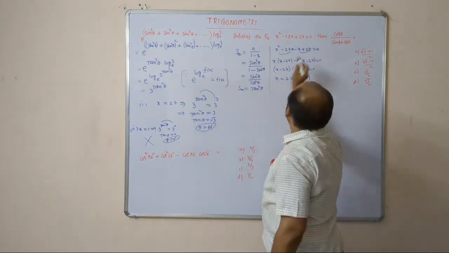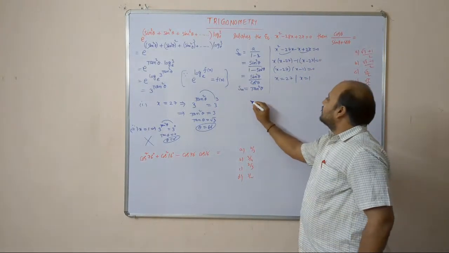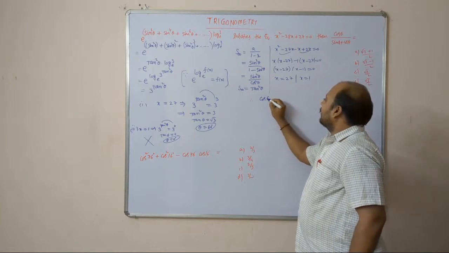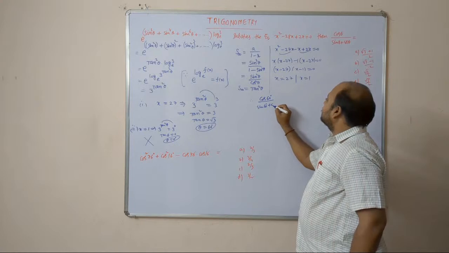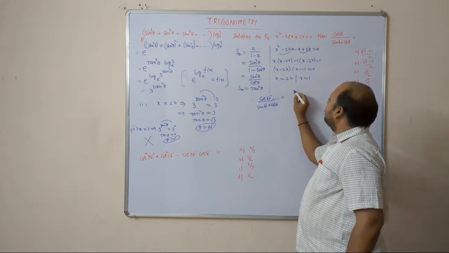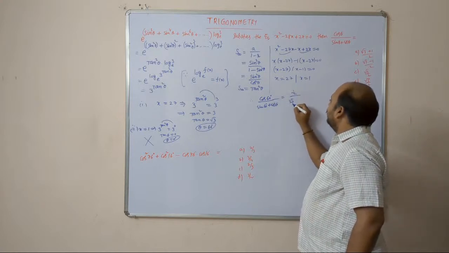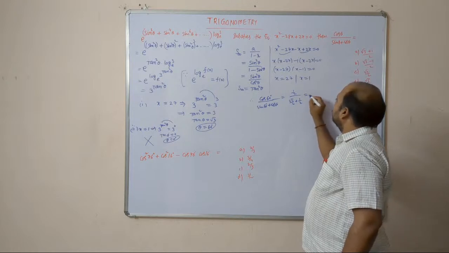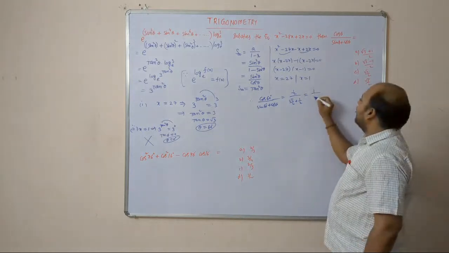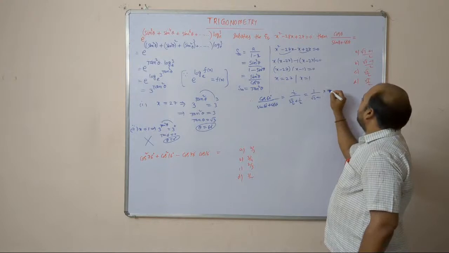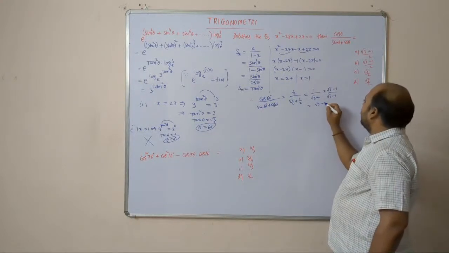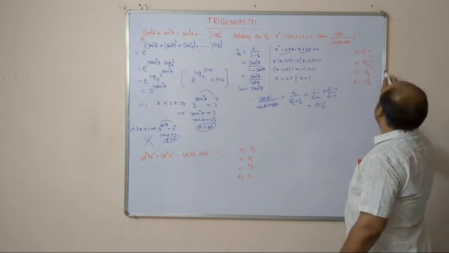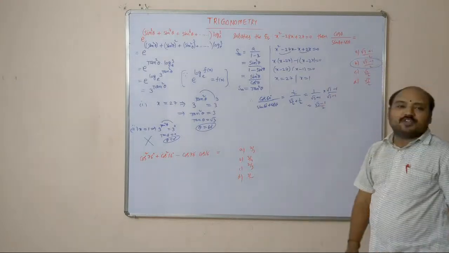Theta equal to 60, substitute in this. So cos 60 by sin 60 plus cos 60. Cos 60 is 1 by 2, by root 3 by 2 plus 1 by 2. So 1 by 2 take common, cancel, 1 by root 3 plus 1 will come. So multiplying and dividing by root 3 minus 1, the rationalizing factor, so root 3 minus 1 by 2. Root 3 minus 1 by 2 is there in the second option, students.